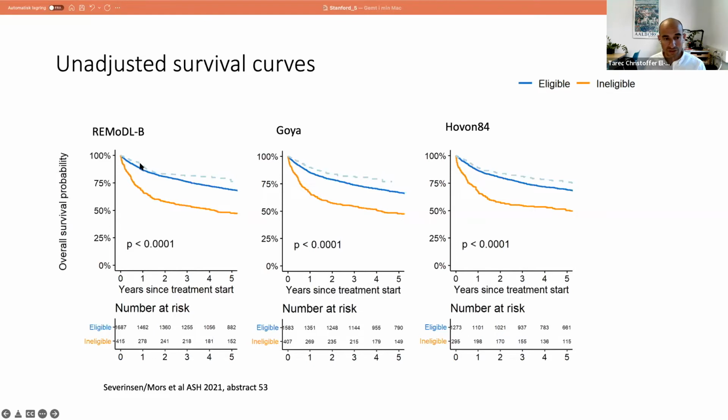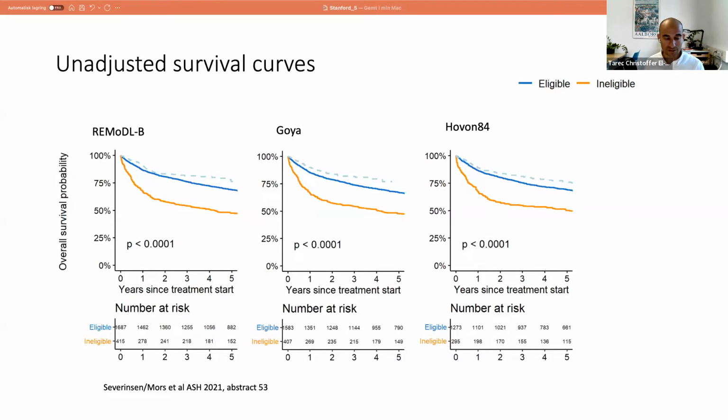Then when you select real world data or real world patients, the blue curve here, and make them fit the eligibility criteria for a trial, then there's not that much difference, but there still is a significant difference between outcomes of trial patients and real world patients, but still you can make it much less by applying these eligibility criteria.